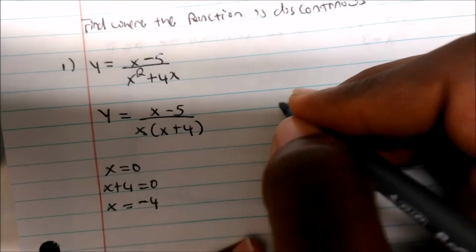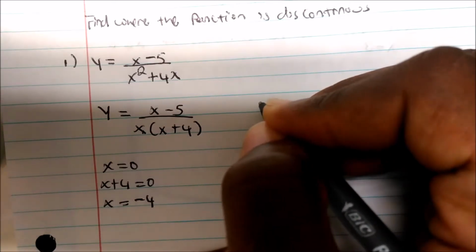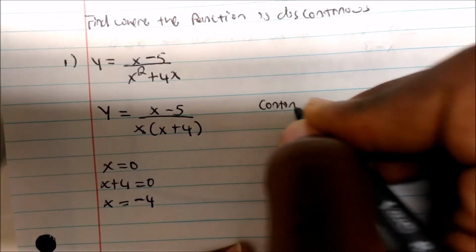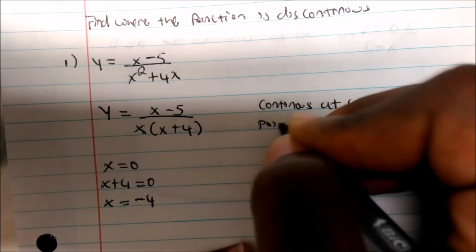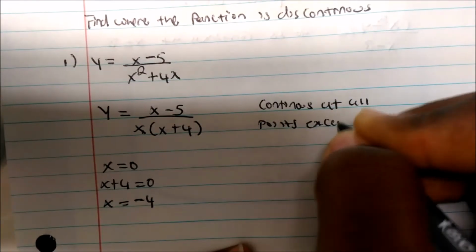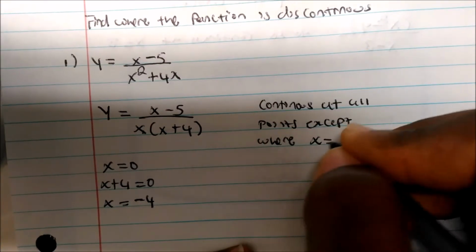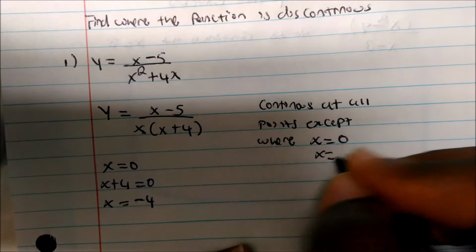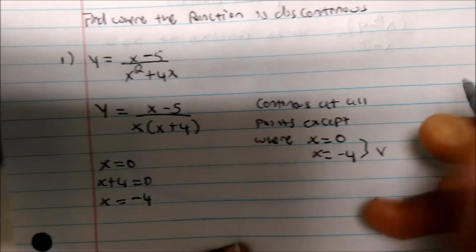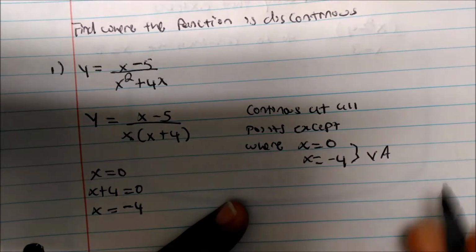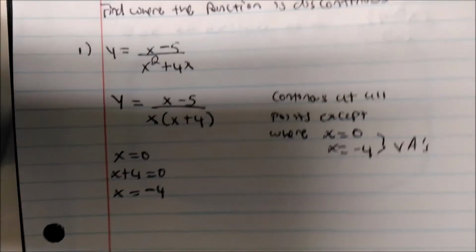So the answer to this question would be the function is continuous at all points except where x is equal to 0 and x is equal to negative 4, and these are in fact vertical asymptotes. So this is the answer.